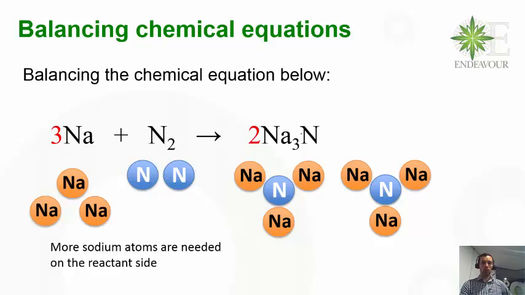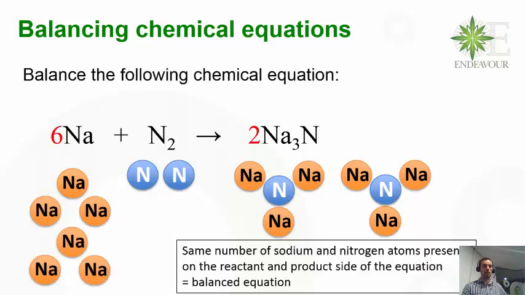Now that we've got 2 lots of Na3N, we've actually got 2 times 3 lots of sodium. So that's 6, and you can count that. 1, 2, 3, 4, 5, 6. So each of these molecules has 3 sodiums. So now our 3 sodiums on the reactant side aren't enough. How could we increase the number of sodiums on the reactant side? We need to change the coefficient. So if there's 6 sodiums on the product side, how many sodiums do we need on the reactant side? We need 6 on that side as well.